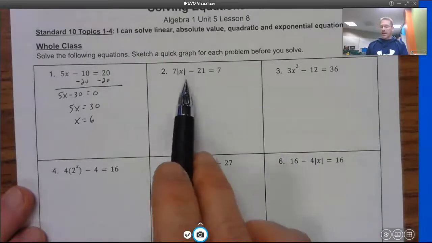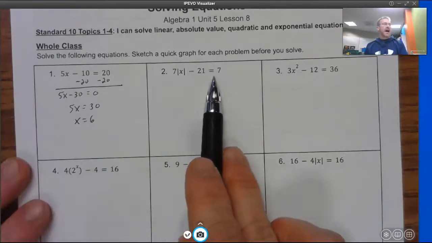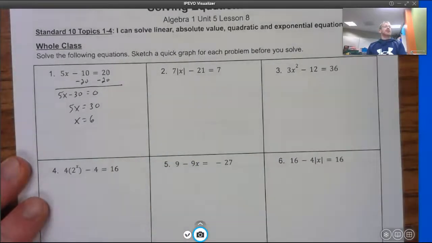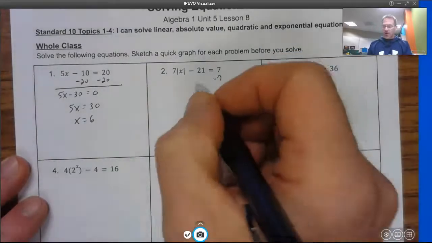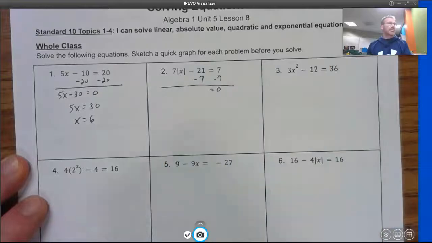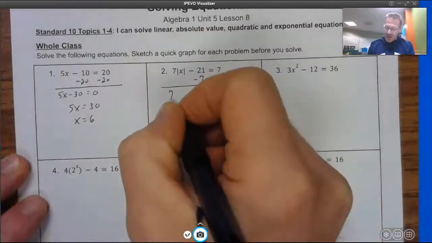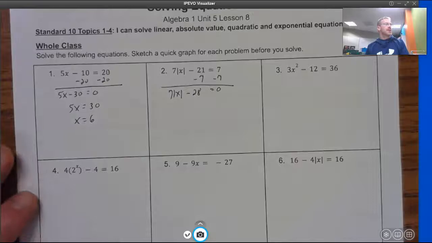Okay, now, once again, let's look at this problem. I see my absolute value bars, so I'm expecting 2 solutions. It's not equal to 0, so now I want to get it equal to 0. To make this equal to 0, I need to subtract 7. That's equal to 0. And then I need to subtract 7 here. And I can say 7 absolute value of x minus 28 is equal to 0.